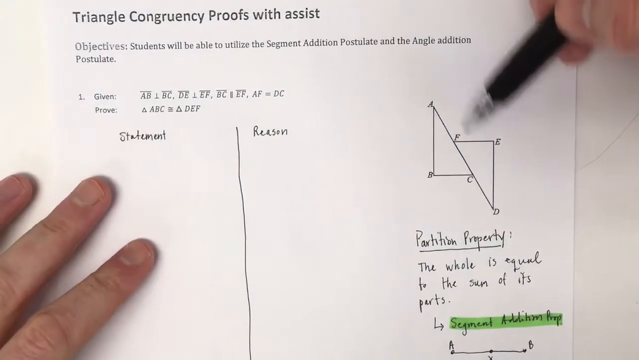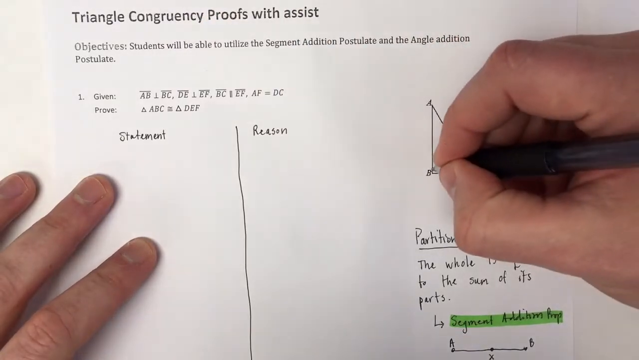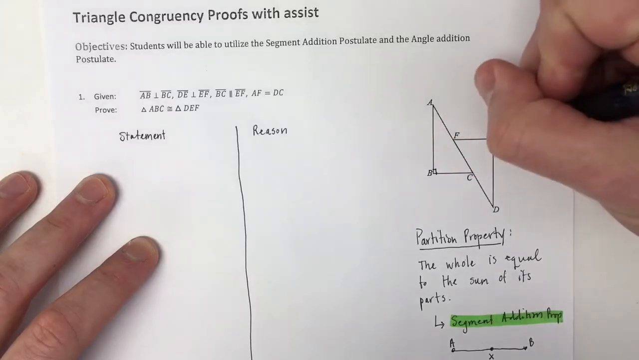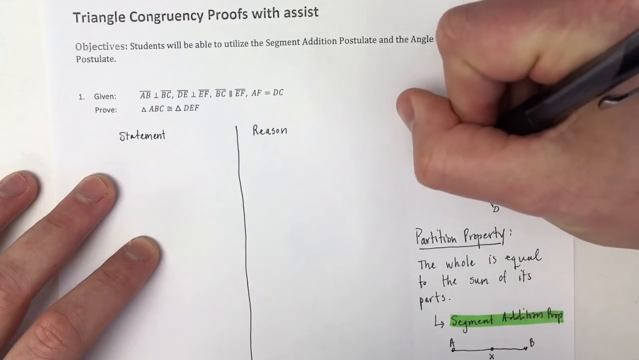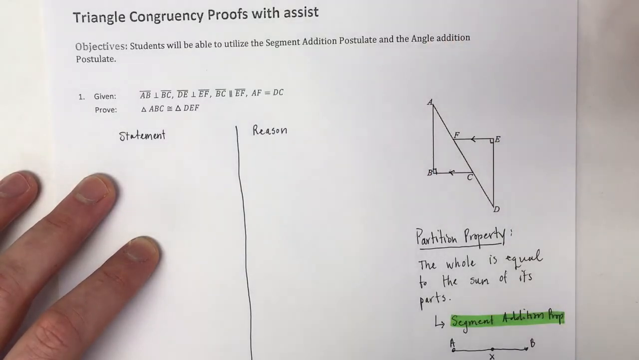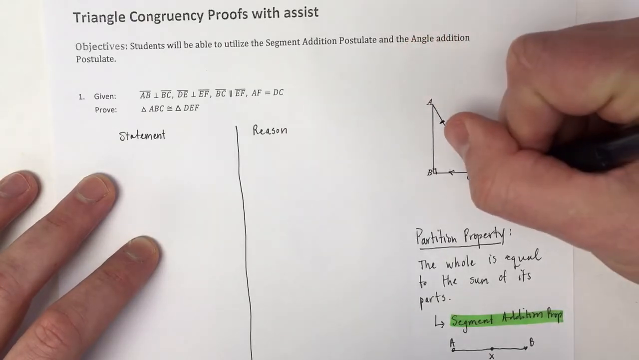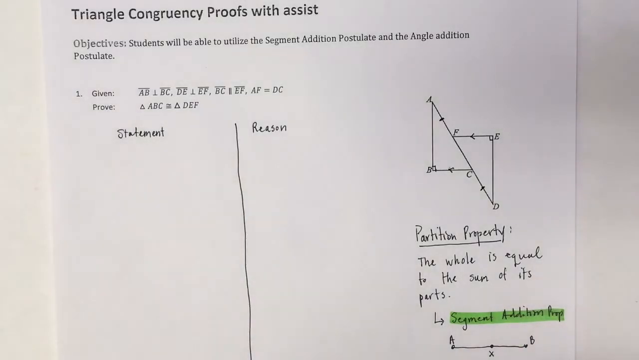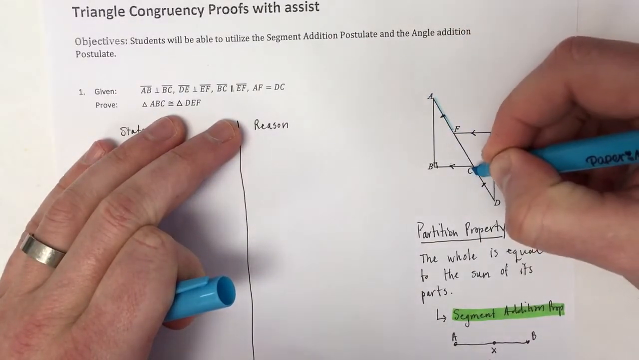And so you have a problem like this, and they tell me that AB is perpendicular to BC, so I know that this is a 90-degree angle. DE is perpendicular to EF, so I know that's a 90-degree angle. I know that these lines are parallel to each other, and that AF is congruent to DC. And so if I were just to highlight what they've given me, I would know that this is congruent to this part.